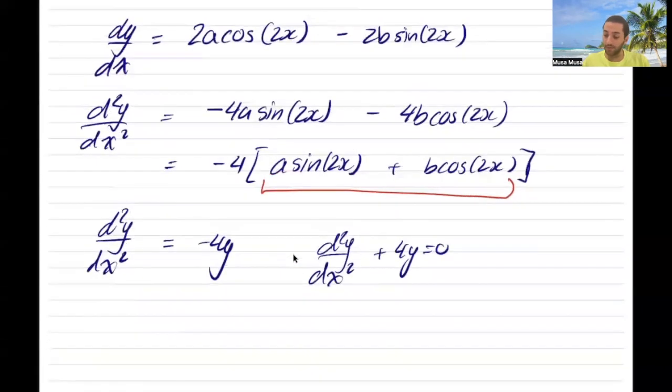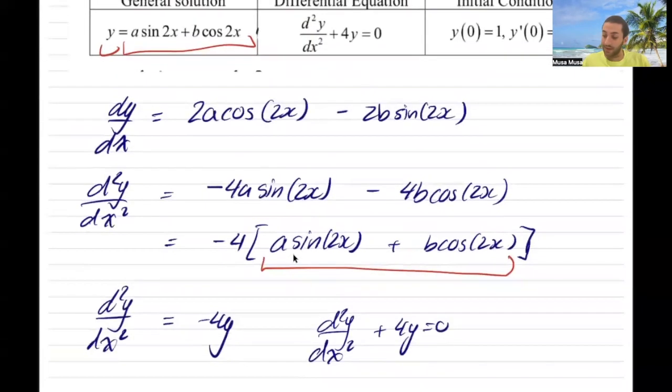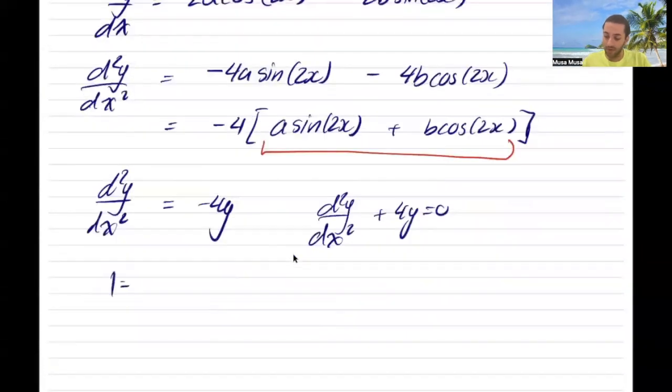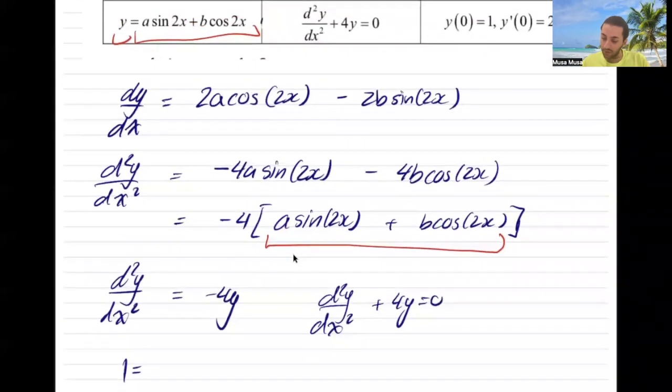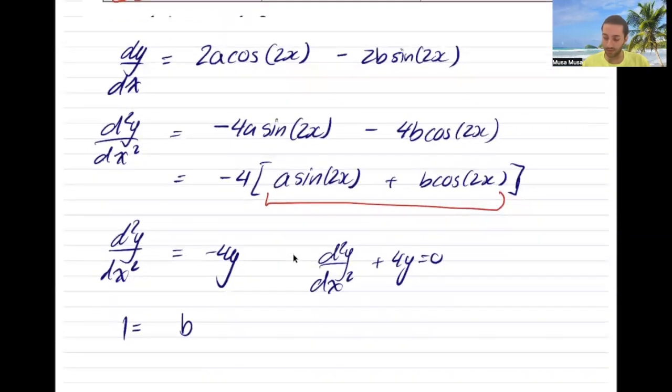Okay, so let's sub in 0, 1 into our y equation. So 1 equals, when you sub in 0 into the original, sine of 0 is 0, so that goes away. Then you just get b cos of 0, which is 1. Oh, we found b.